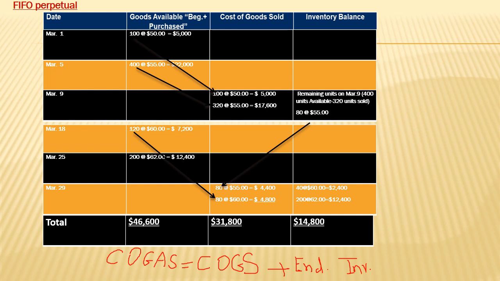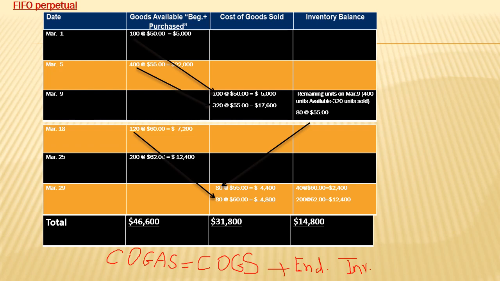I want to make sure that I'm on the right track. I just add these two numbers, cost of goods sold and cost of ending inventory. If they give me 46,600, the cost of goods available for sale, then I'm right. I'm on the right track.